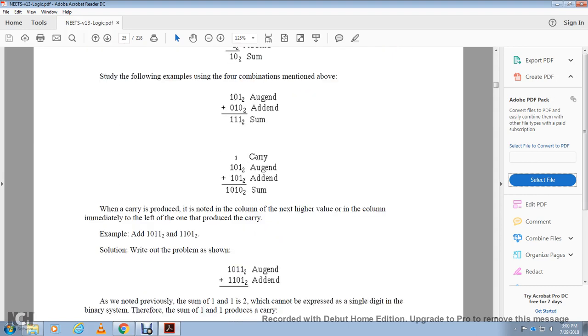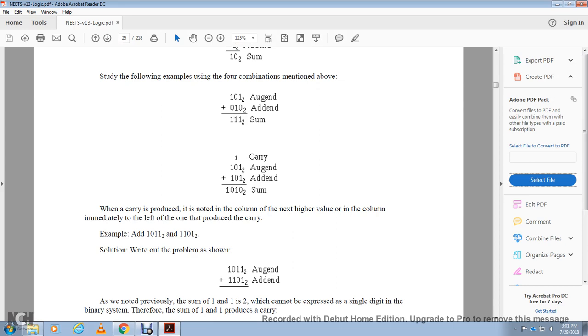When a carry is produced, it is noted in the column of next higher value, the column immediately left of the one that produced the carry. As an example, take 101 base 2 plus 1101 base 2. Write out the problem to be solved: 101 base 2 augend plus 1101 base 2 addend.